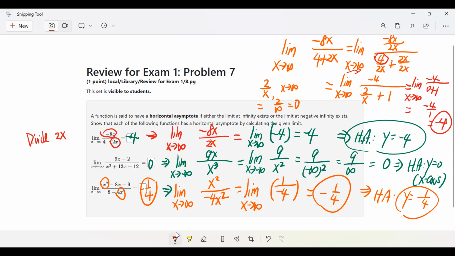Okay. So do you feel better? So do we only divide the like terms when it comes to the numerator and the denominator? We only divide the entire rational function by the leading term in the denominator. In this case, the leading term in the denominator is 2x.